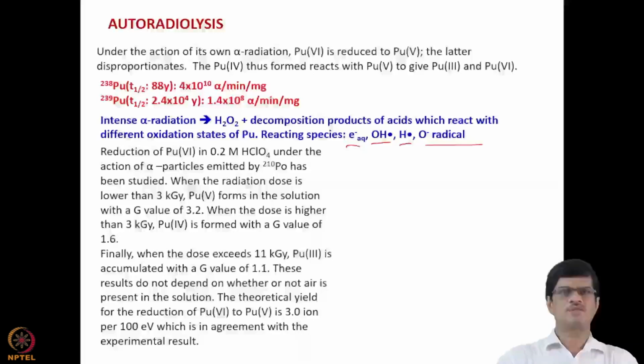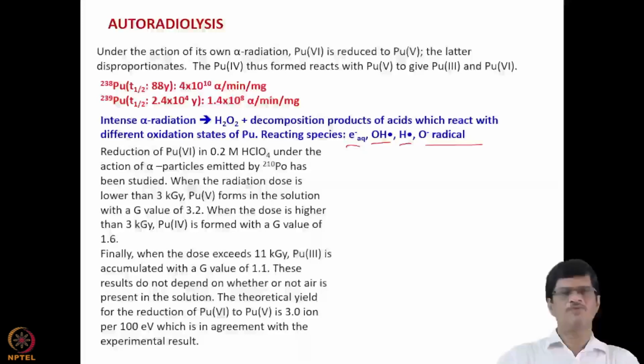So reduction of plutonium 6 in 0.2 molar perchloric acid under the action of the alpha particles which are emitted by 210 polonium. This has been taken because more alpha particles are emitted from 210 polonium, and this can be used as an intense alpha source. So in this study, when the radiation dose is lower than 3 kilogray, then plutonium 5 forms in the solution with a G value of 3.2.